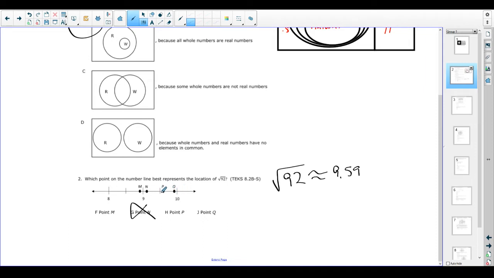Closer to 10, but more so in the middle, because 9.5 would be this line in between, and 9.59 is a little bit to the right of that. So our best answer is point P. Okay? Just put square roots in the calculator, and it'll tell you, and then you find the number on the number line. It's like easy points.